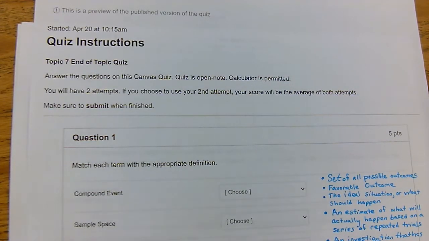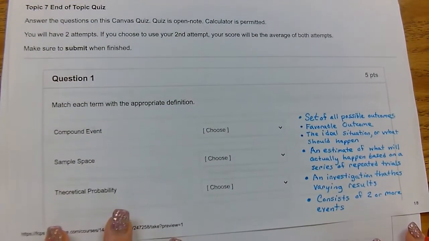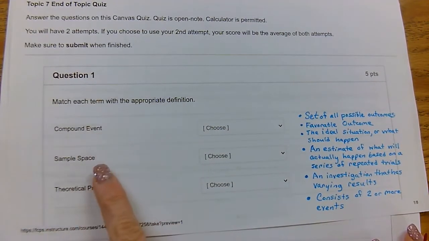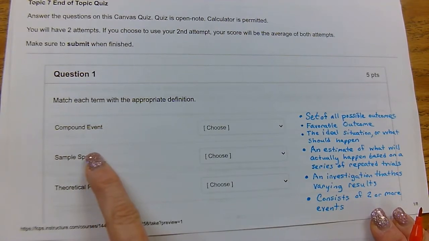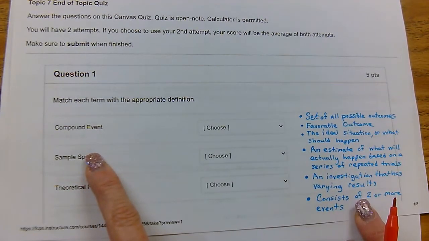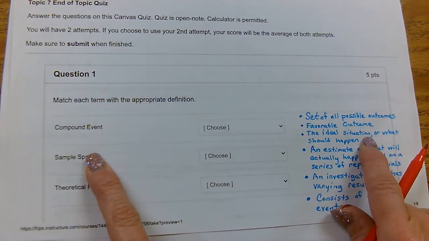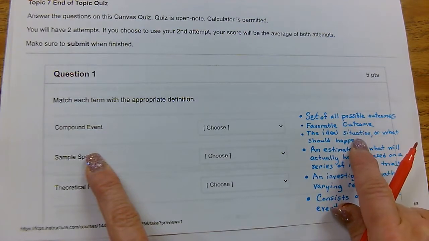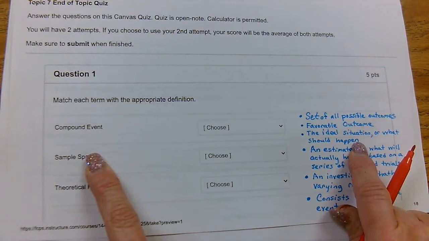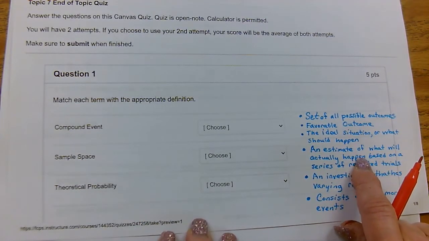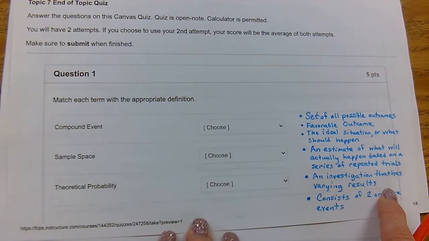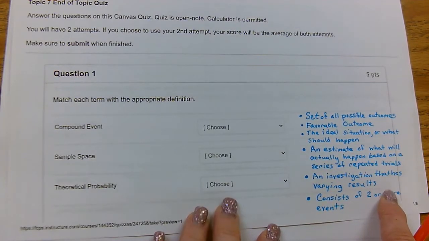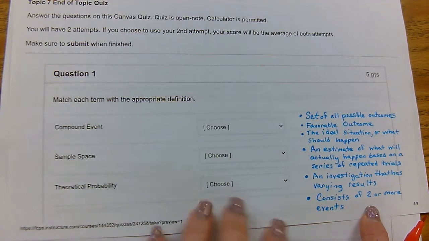There are quite a few choices to select from for these terms. We have compound event, sample space, and theoretical probability on the first page. You'll have a longer list on your computer. Let's start with compound event, and I'm going to name and read all these to you. Is it the set of all possible outcomes, a favorable outcome, the ideal situation or what should happen, an estimate of what will actually happen based on a series of repeated trials, an investigation that has varying results, or consists of 2 or more events?